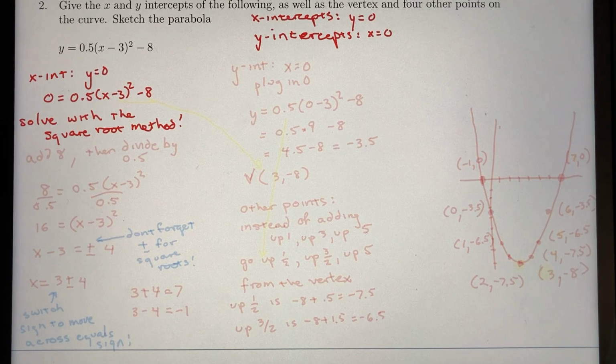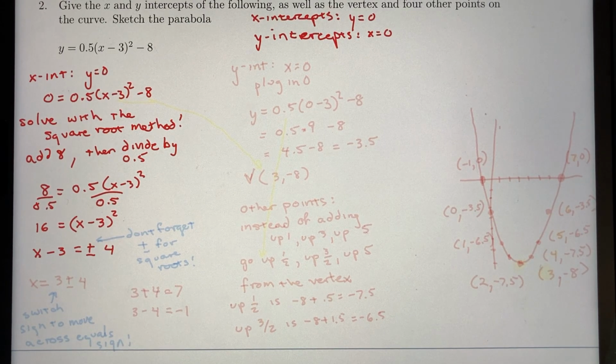Don't forget to add 8 first. And then don't try and distribute the 0.5. Divide by 0.5. Okay, so adding 8, we have this. Okay, square root. I'm going to move the x minus 3 to the other side. Plus or minus, don't forget.